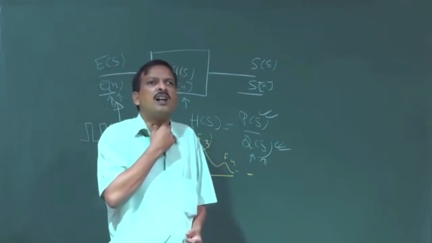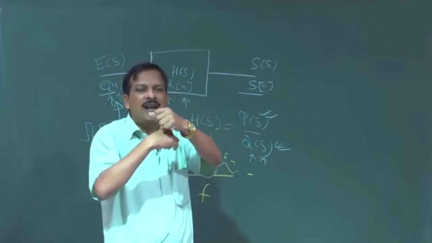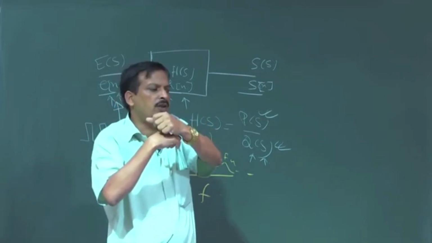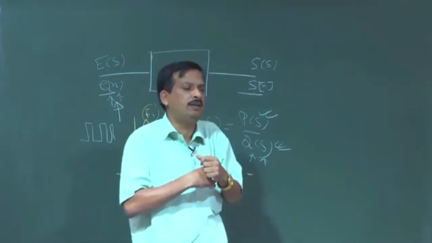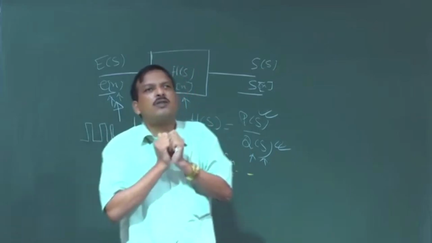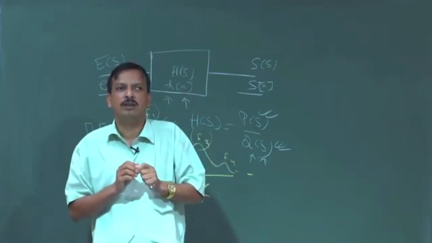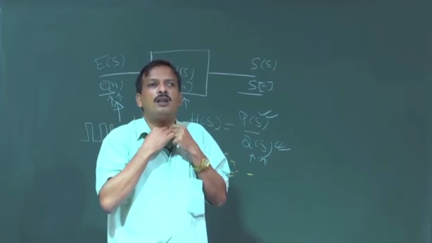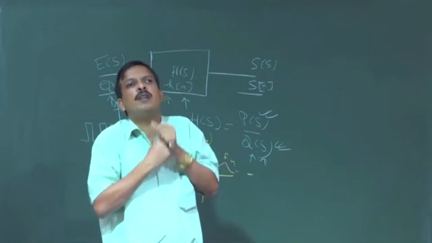One is the tongue position, how the tongue is moved to produce that sound, and where it is placed. The position, meaning where the sound is produced, is called the place of articulation. During articulation, the air stream through the vocal tract must be obstructed in some way so that I can produce the sound. The place where the obstruction takes place is called the place of articulation. For example, suppose I want to produce the vowel a. I can see the vocal cords vibrating and the hump of the tongue is raised. The place where the obstruction happens is called the place of articulation.